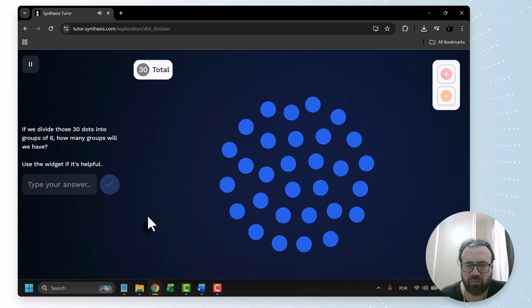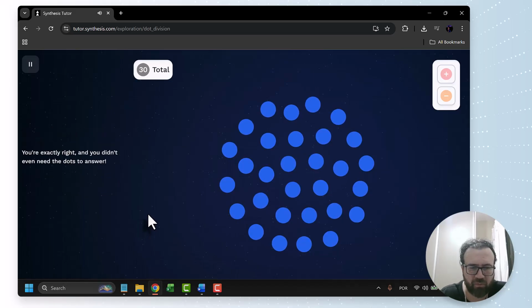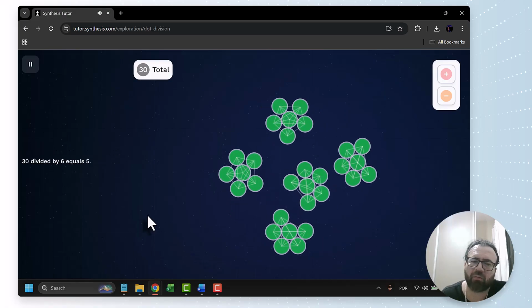If we divide those 30 dots into groups, you're exactly right, and you didn't even need the dots to answer. 30 divided by 6 equals 5. See, division isn't so bad. It's just putting things into equal groups.